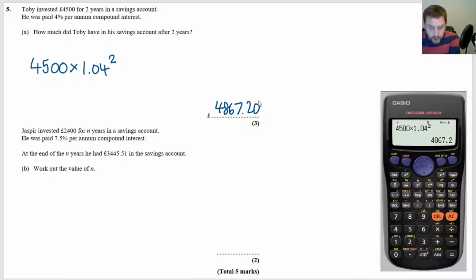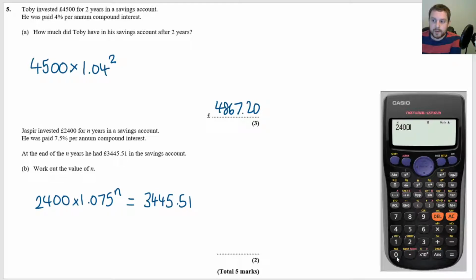So then we've got 2,400 for n years in a savings account. This time we're paid 7.5% a year. So we're going to have 1.075. 7% increase is just 1.07, so 7.5 is 1.075. And we don't know what n is, but we do know that the answer to this is £3,445.51. So what we're going to do is we're just going to do some trial and error.